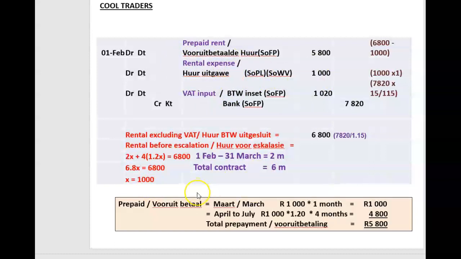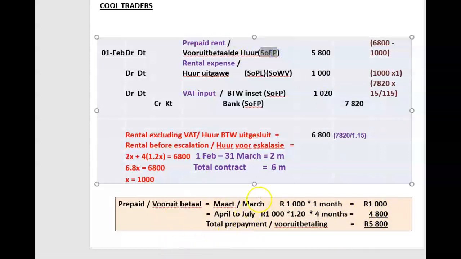Then what did I prepay? March, which is also 1,000 rand. April, May, June, July is 1,000 times 1.2 times 4 months equals 4,800 rand. So my total prepayment being 5,800 rand. So prepaid expenses, statement of financial position, 5,800 rand.